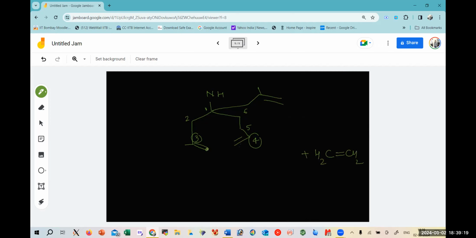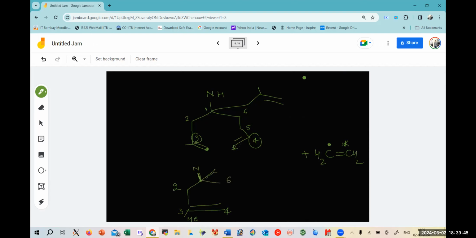So this is dot, this is star. I'm just trying to make it more clear to you. So we will be having 3 and 4 with a double bond, and 3 is having a methyl group over here, then followed by 2, then nitrogen, then this carbon, which is having nitrogen and the other group. So this becomes the chiral position.